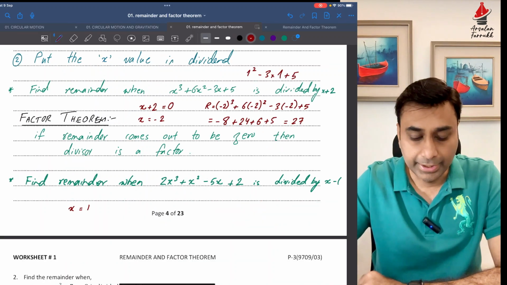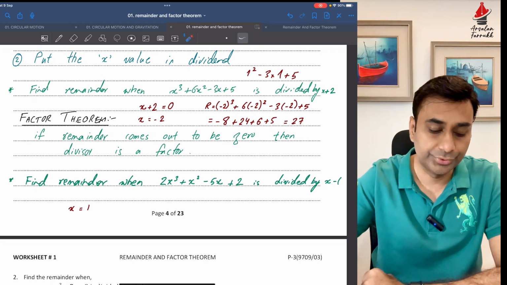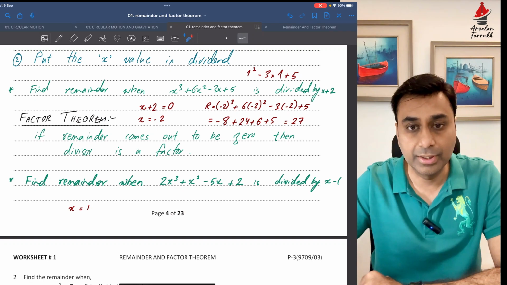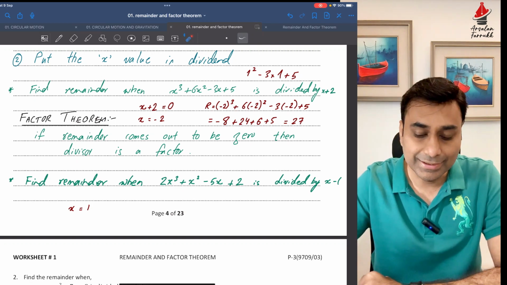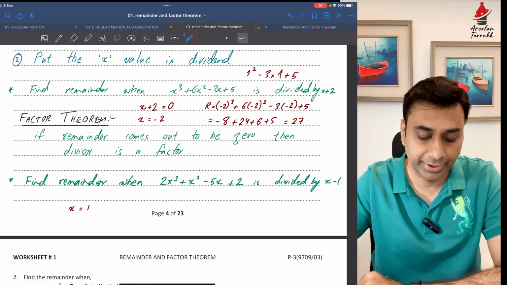So when you are applying the factor theorem, you have to do nothing new, nothing different. You just have to simply find out the remainder. And if your remainder comes out to be 0, that tells you that your divisor was actually a factor of the dividend.